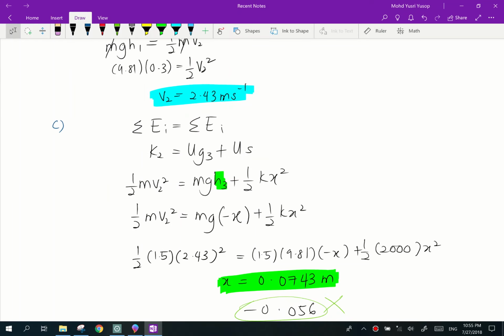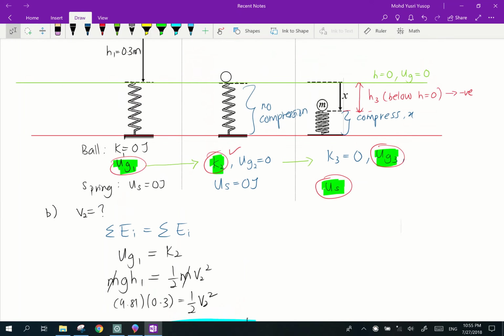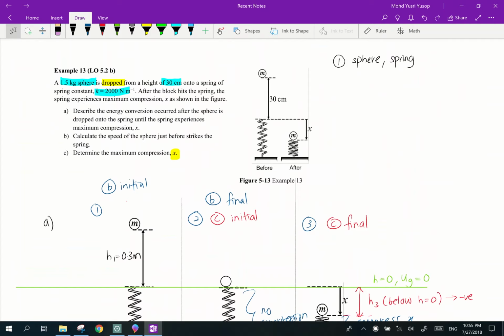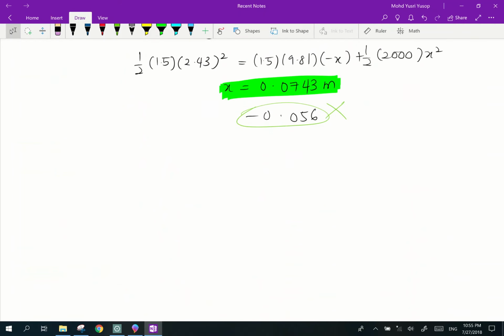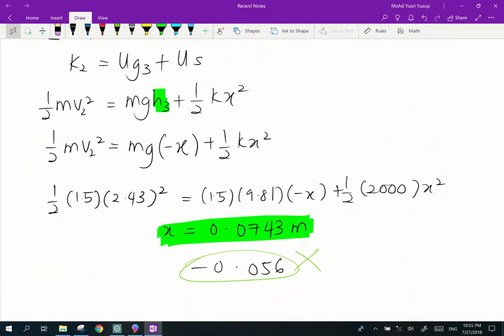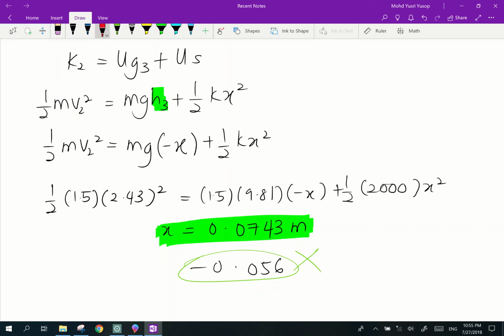Saya rasa saya tak berpuas hati dengan video saya kerana sebenarnya saya tidak listkan non-value secara jelas. Contohnya pada soalan C ni, saya pun tak perasan bahawa M sama dengan 1.5 dan saya pun tak nak kamu semua tahu bahawa K sama dengan 2000. Itu saya tak listkan dengan betul-betul.